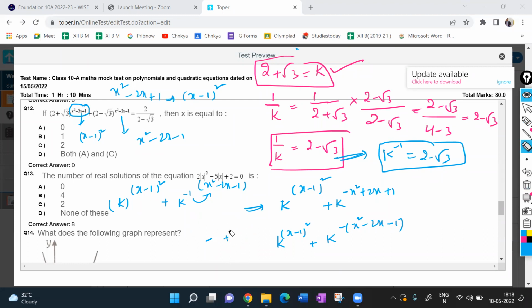See, I basically need completing the square here. I need a perfect square. How can I make this plus 1? If I make that plus 1, my job is done. Pretty simple. How can I make that plus 1? Or else, did we make any mistake here? x square minus 2x minus 1.